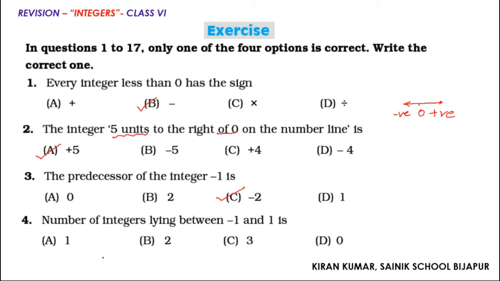Predecessor means 1 less than the given number. The number of integers lying between minus 1 and 1 is, there is only one integer which is lying between minus 1 and 1, that is 0. Minus 1, 0 and 1. 0 is lying between minus 1 and 1. So the number of integers, the right option is option A.